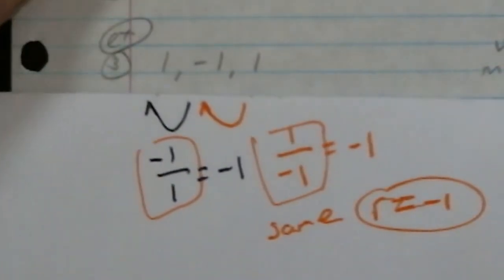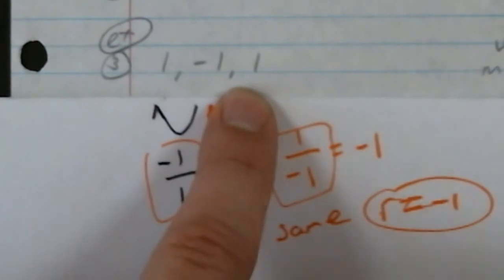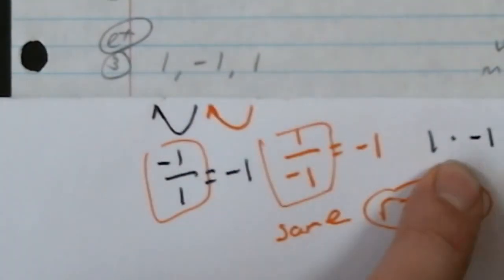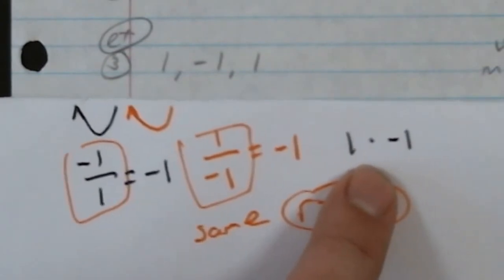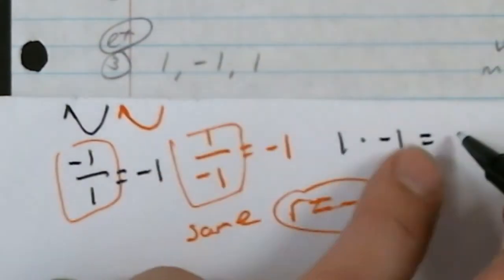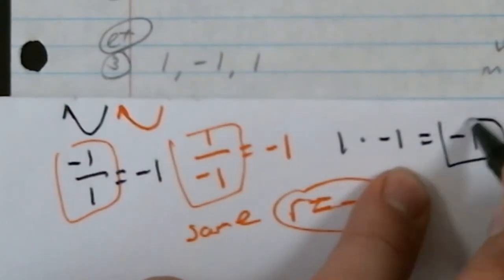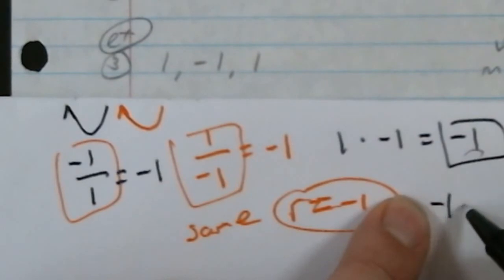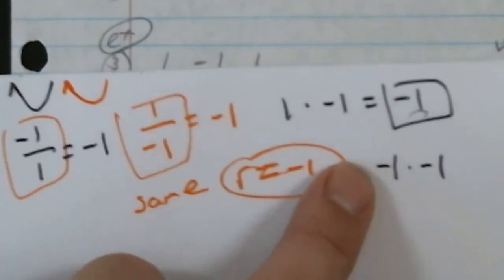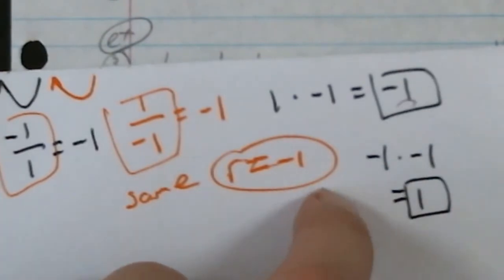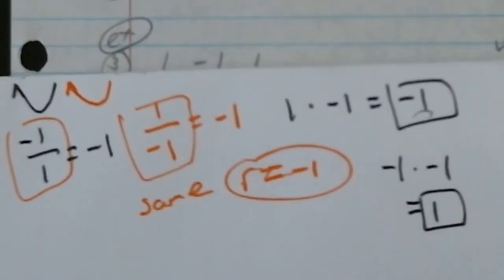So how do you find the next one? Well, you're going to go 1 times -1. And what is 1 times -1? -1. So there's your next one. How do you get the next one? Well, -1 times -1. And that should be 1. So there's the next one. So there's your 2. Okay.